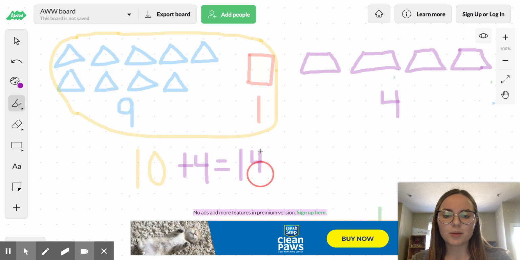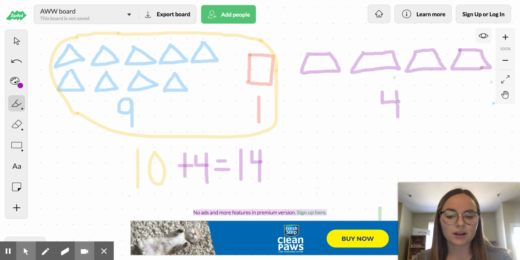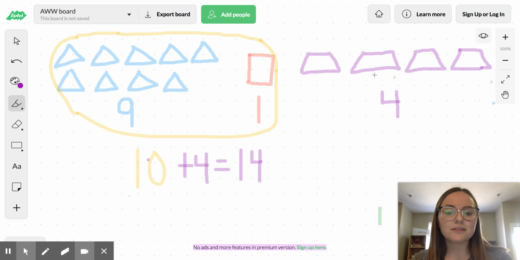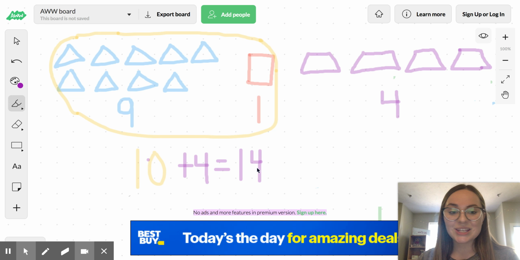So we made our problem a lot easier for ourselves by learning this trick, because instead of doing 9 plus 1 plus 4, which might take our brain longer to think of, we know we can make a group of 10. So we made a group of 10 by adding these 2 groups of shapes and then adding our final group. So instead of doing 9 plus 1 plus 4, we did 10 plus 4, which equals 14. So hopefully you understand that.